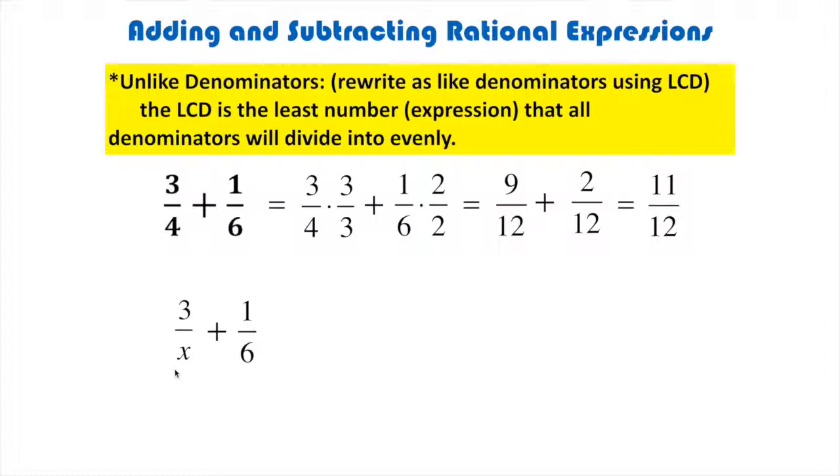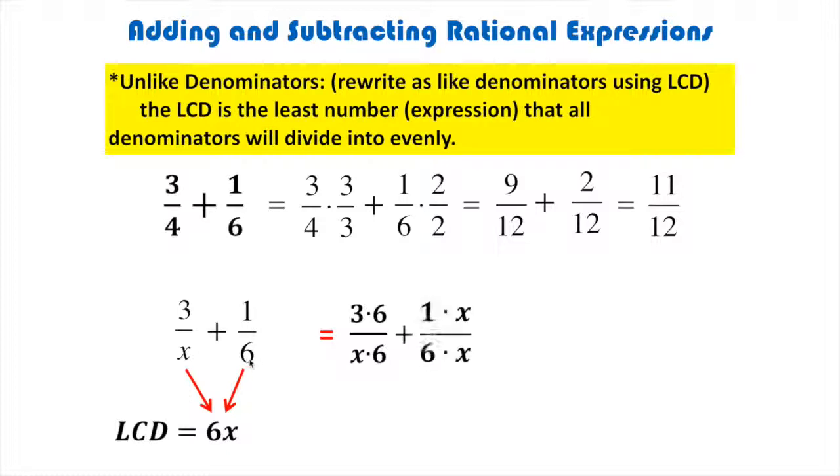Okay, so my lowest common denominator here, I'm going to combine those two together. That gives me 6x as my lowest common denominator. Well, in order for this right here to become 6x, I have to multiply it by 6. So that means I'm going to multiply top and bottom by 6. And in order for this one over here to be 6x, I need to multiply it by x. So that means I'm going to multiply top and bottom by x.